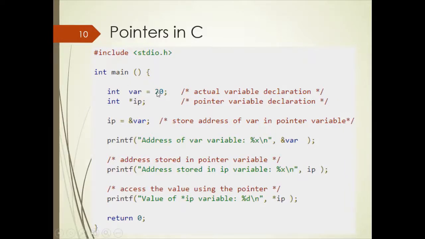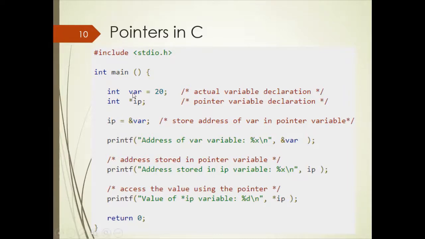Okay, we are storing 20 in the variable var. And then the next line, we are declaring now a pointer. We just said how we declare a pointer. We have a type, and then we have a name, and then we precede the name by the asterisk symbol. This means that IP is now a pointer. It can store the address of another variable. This is what we are doing on this line here.